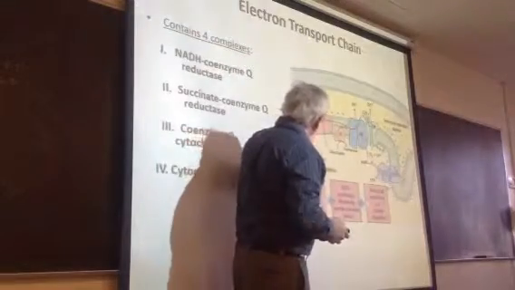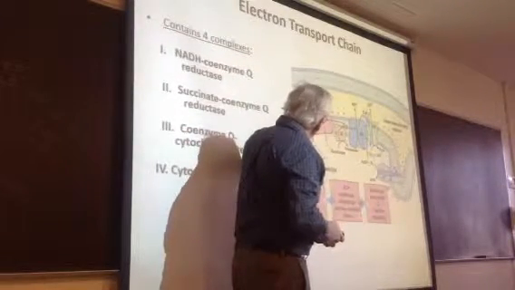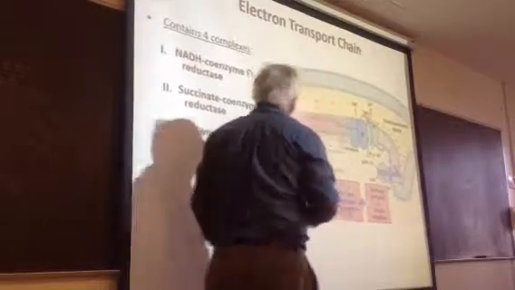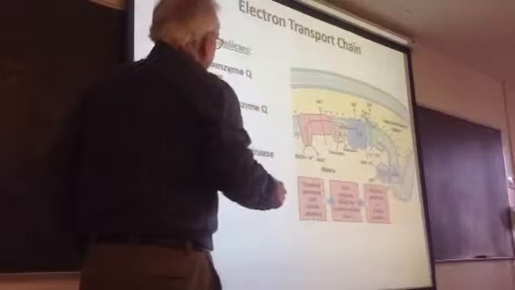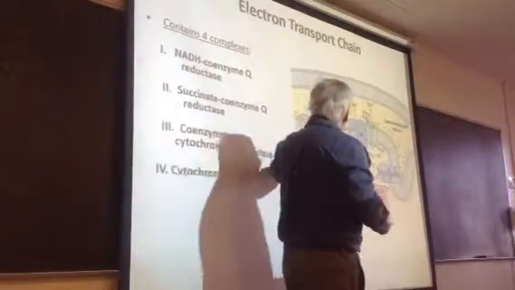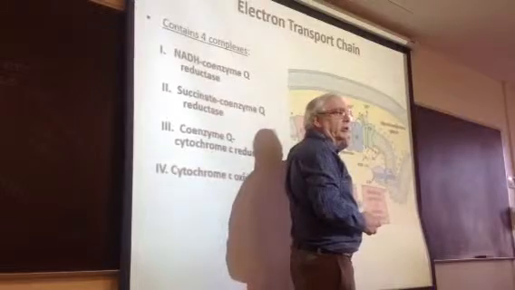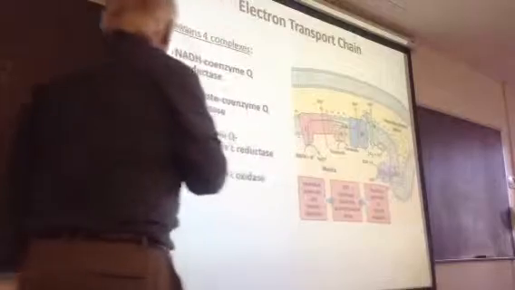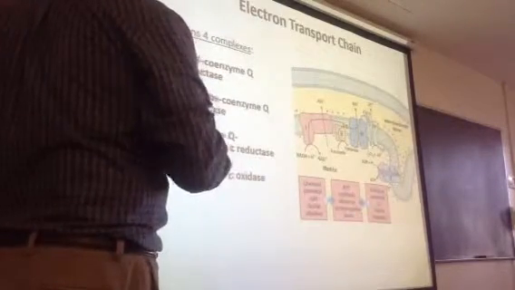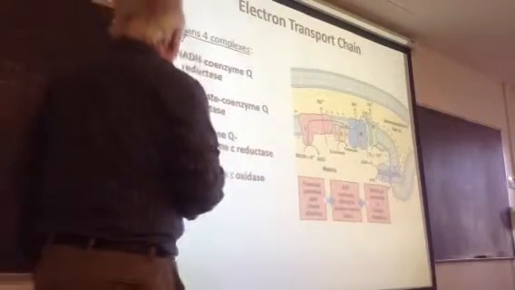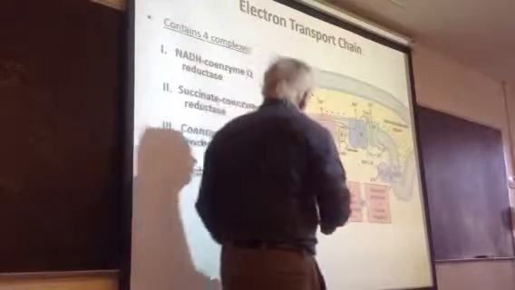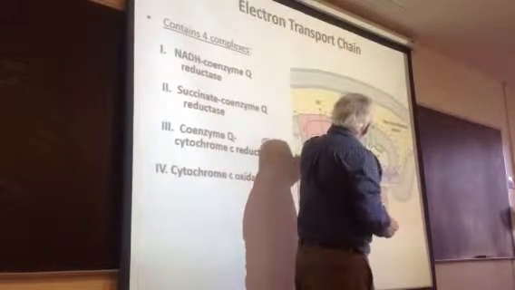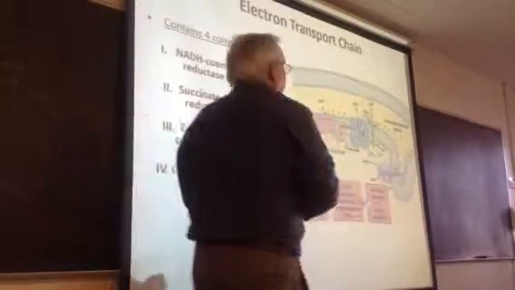Complex 1 is where the electrons start. NADH on the inside of the mitochondria donates a pair of electrons to it, and its job is to take the electrons from NADH and move them to this molecule Q in the membrane. So hence its name, NADH coenzyme Q reductase. Complex 2 takes electrons from succinate, a pair of electrons, and moves them to Q.